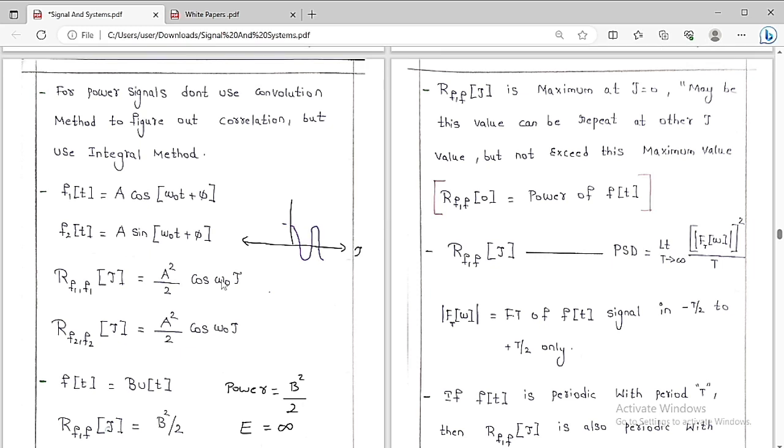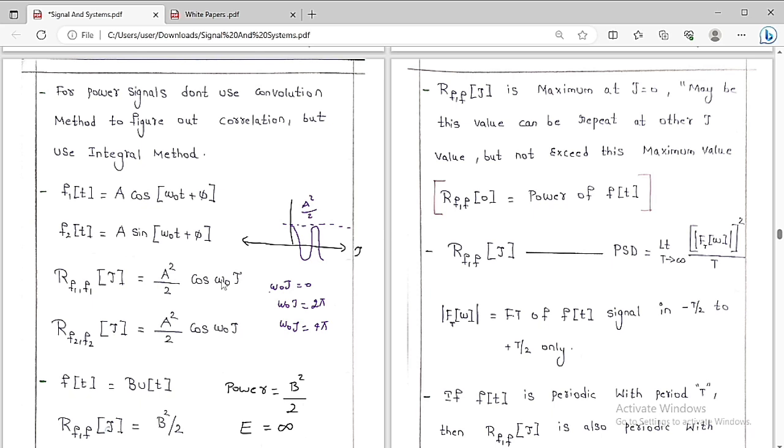So what is the maximum value? The maximum value is A squared by 2. This maximum can occur at different instants. At tau equal to 0 it occurs, and at omega naught tau equal to 2 pi it also occurs. At omega naught tau equal to 4 pi this maximum also occurs.